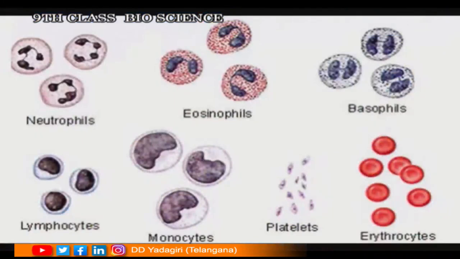So coming to the next component present in the blood is white blood cells. They are of different types, children. They are neutrophils, eosinophils, basophils, lymphocytes, monocytes. Now let us study the different components of blood in detail. So start with the red blood cells.